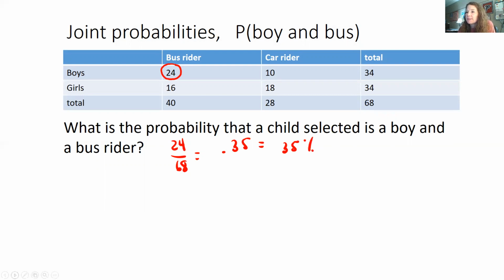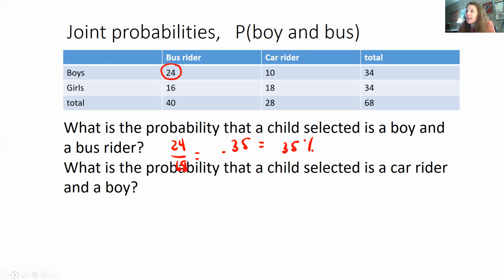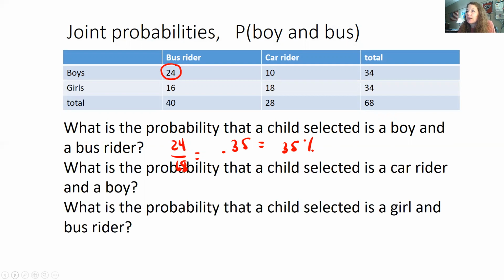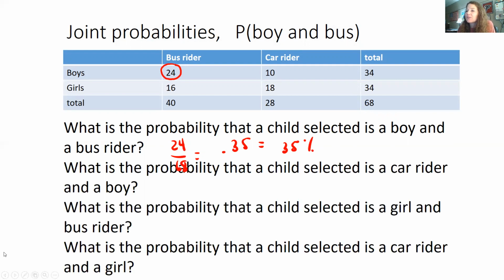All right, what else? What is the probability that a child selected is a car rider and a boy? All right, you guys go ahead and answer those. Pause your video, answer these, and then come back and check. All right, a car rider and a boy. A car rider and a boy would be 10 out of 68. 10 out of 68 is about 15%.